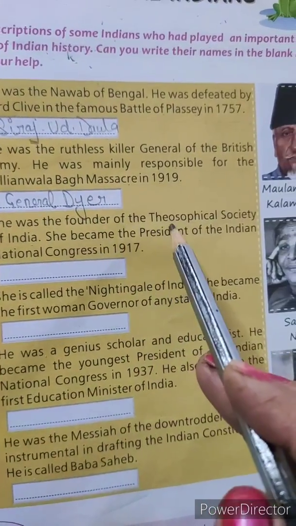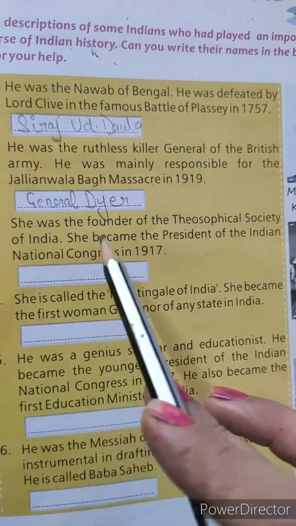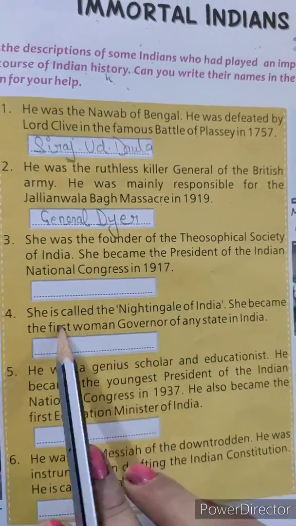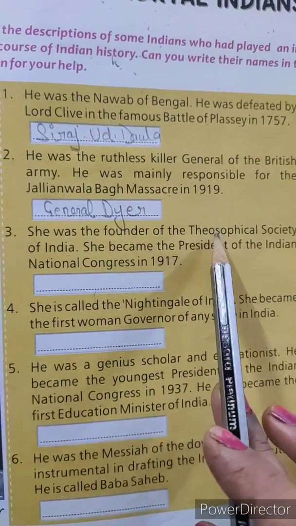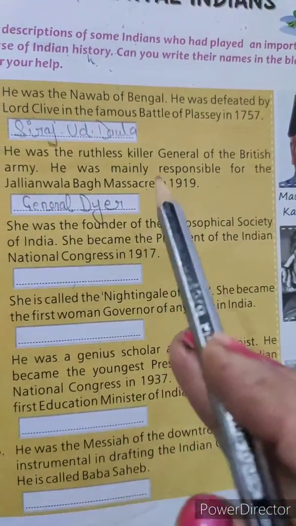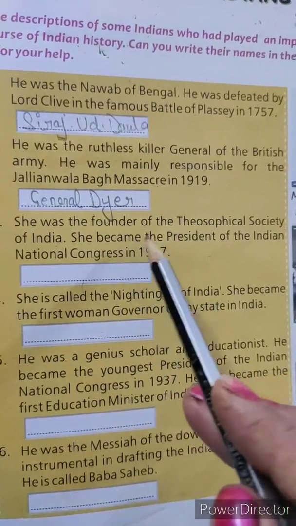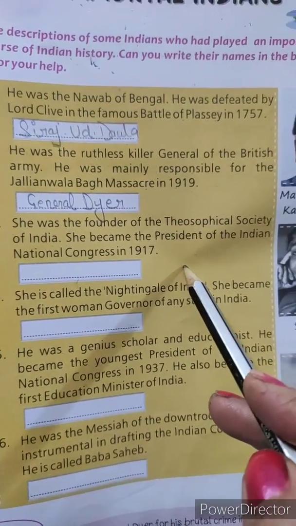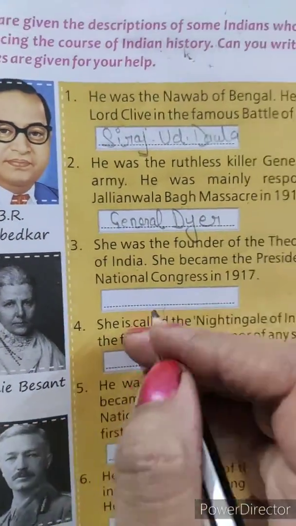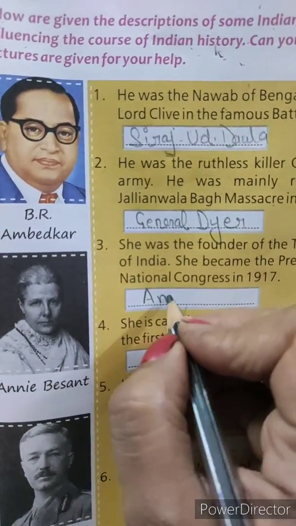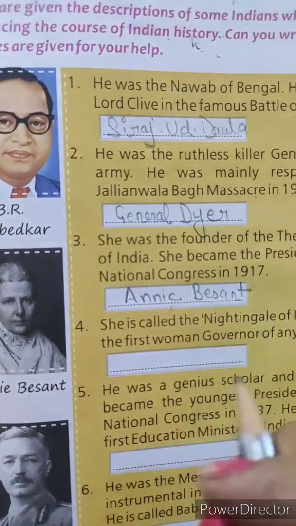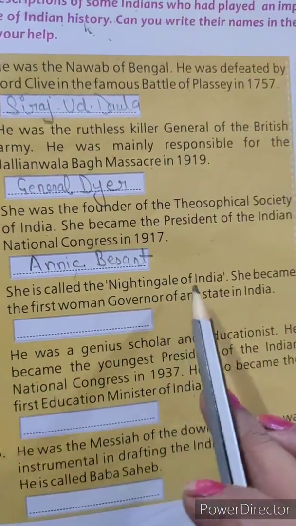Now third one. She was the founder of the Theosophical Society of India. She became the president of the Indian National Congress in 1917. The Theosophical Society was established by this lady, and she became the president of the Indian National Congress also in the year 1917, and she is none other than Annie Besant. So we will write over here Annie Besant.